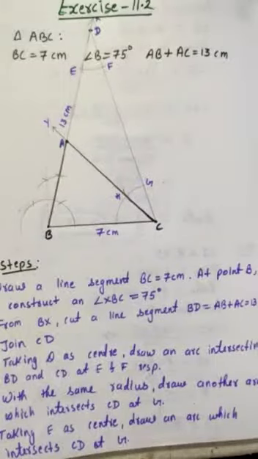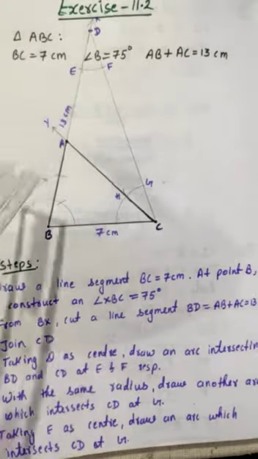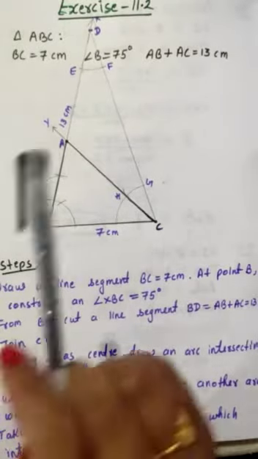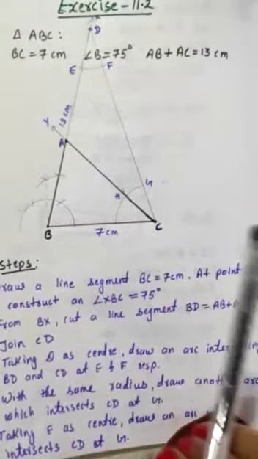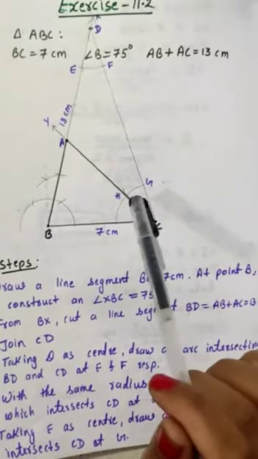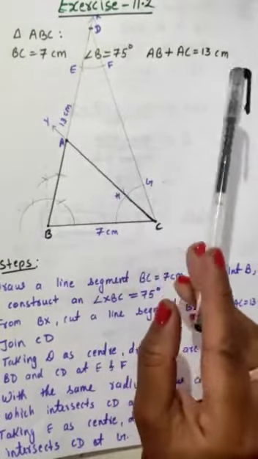As we are all doing constructions, I hope all of you are now familiar with the basic construction of angles, how to bisect them, and how to draw the perpendicular bisector. Today we are going to start exercise 11.2, in which we are just going to do one sum today because that is very important. So, construction of a triangle.